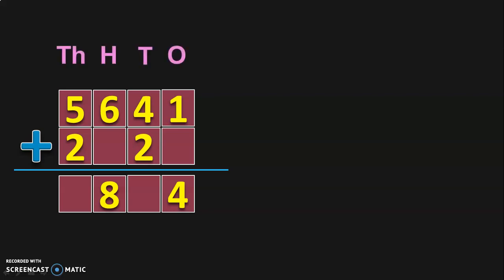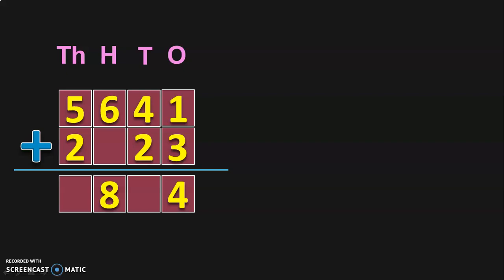As it is a 4-digit number, you will have the place values ones, tens, hundreds and thousands. So begin the addition from the ones place. In the ones place you have 1 plus dash is equal to 4. The answer is 4 in the ones place. So what you should get in the ones place to get the answer to be 4? You will need a 3. So the ones place is over now.